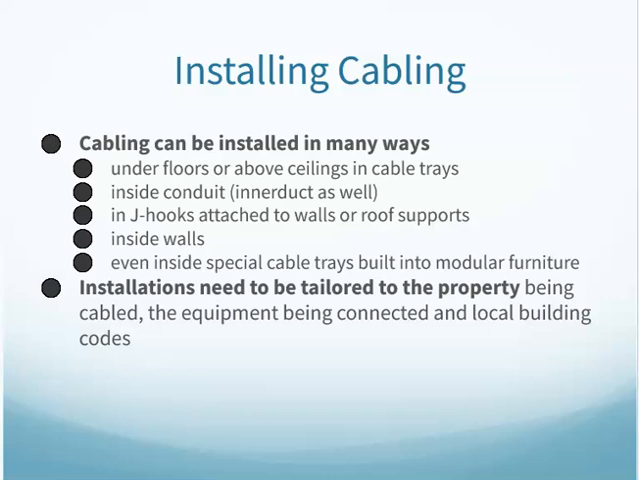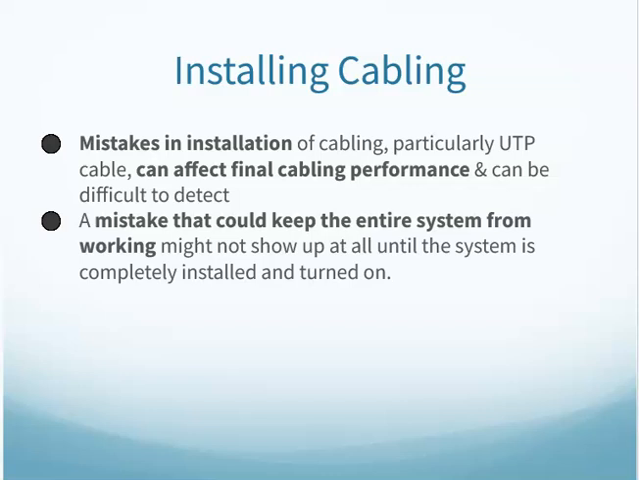Okay, now we're actually moving on to installing cabling. Reminding us that cabling can be installed in many ways: underfloors, conduit, J-hooks, walls, inside walls, special cable trays, built-in modular furniture, etc. Installations might need to be tailored to the property based on what the needs of that facility are. So there might be a combination of things that gets used for installing the cabling.